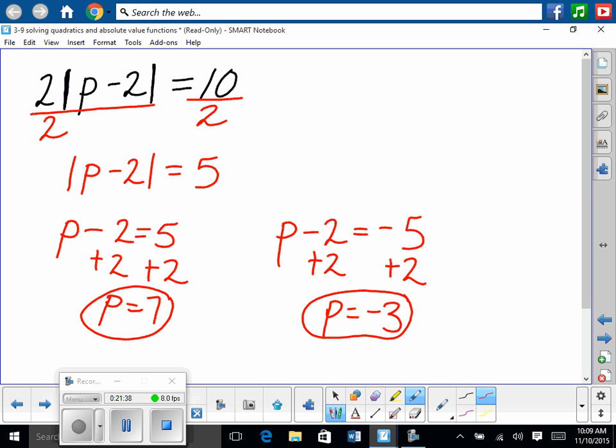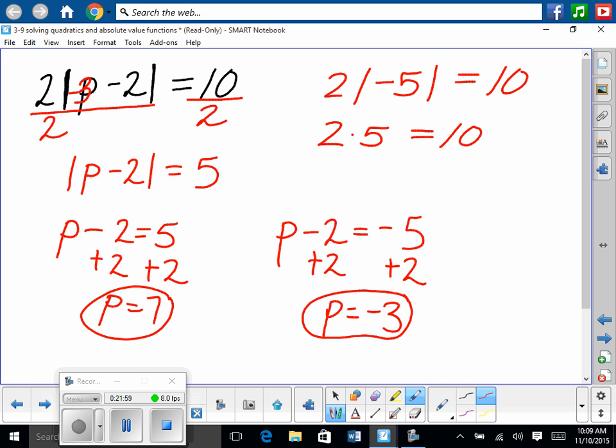Are you listening to what I'm doing here? Plugging in a negative 3 to check my answers. Negative 3 minus 2 is what? Negative 5. So let's see if this is a true statement. Well guys, the absolute value changes it to positive. It's just distance. So this is the same thing as 2 times 5. So is that a true statement? Yes. So we checked both answers. Are we all okay with that?